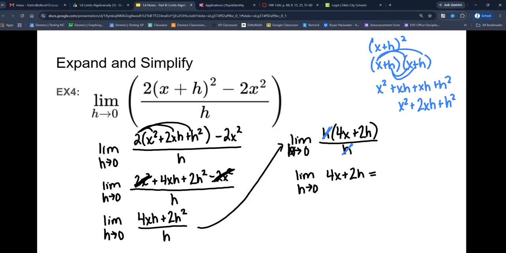We can use direct substitution now. What letter gets replaced with 0? H, not x. So 4x plus 2 times 0, and that is going to just give us 4x, which is what I said the answer was in the beginning.